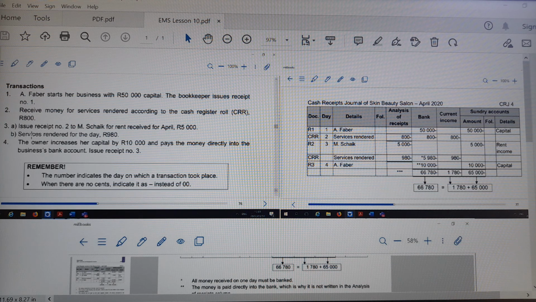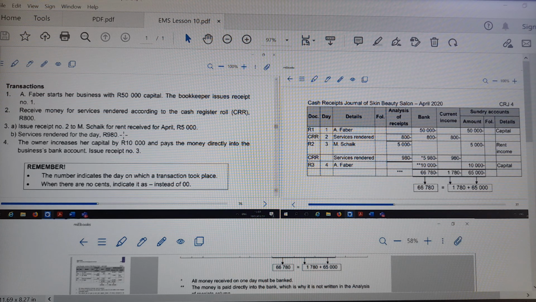And then we look at 3B. Now 3B will be on the next line. So this is 3A, this is 3B. So we have 3B here. Let's read: services rendered for the day, 980. They did not tell us, so it is cash register roll, CRR. It's still number 3. You can write a 3 if you want to, and then it's services rendered because there's no name of the person or the business, and this is the cash amount that we have received.